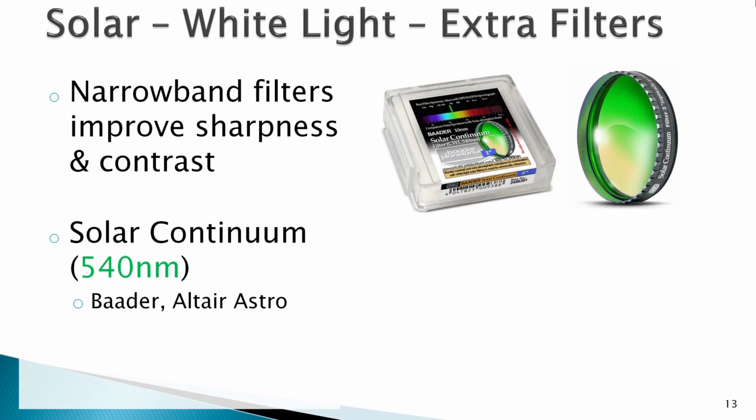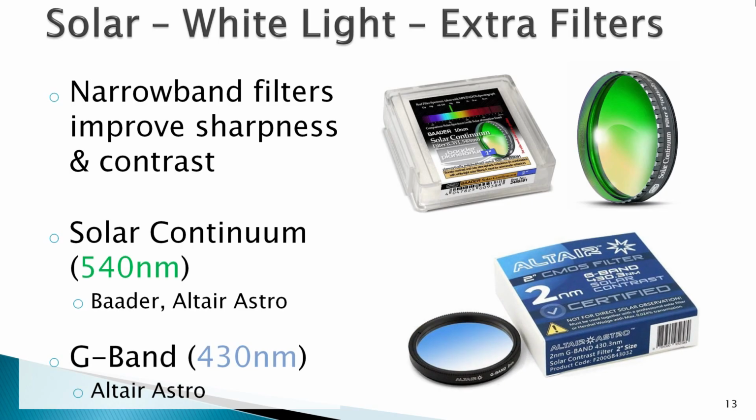Another add-on filter from Altair Astro that I like is the G-band filter. It passes a narrow band of light centered on 430 nanometers. It increases contrast and detail, just like the Solar Continuum filter, but also increases the visibility of faculae.